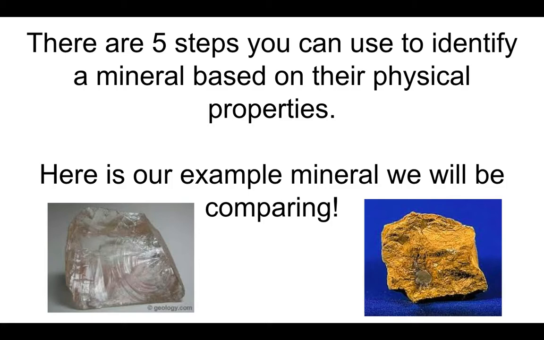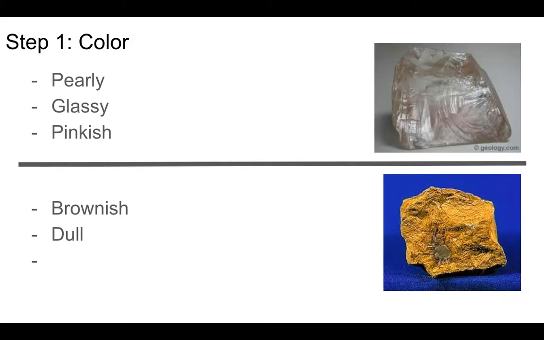We're going to go through each of the steps we went through yesterday, talk about some of the differences, and compare them. Some things they might have in common and some things they might not, based on the tests we do. The first thing we're looking at is color. Our first mineral is pearly and glassy. It has a pinkish color, and you can kind of see through it. Our second one is very brown. It's dull, and you can't see through it. Right away we can see that these are 2 different types of minerals based on their color.